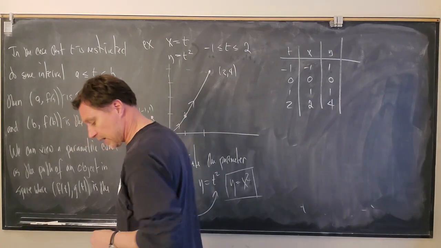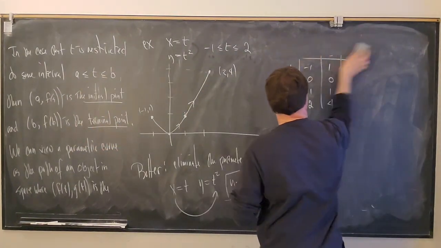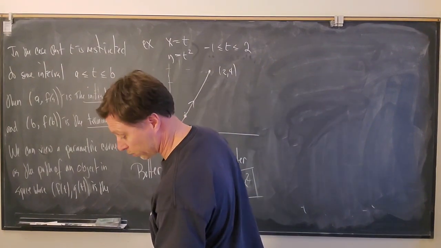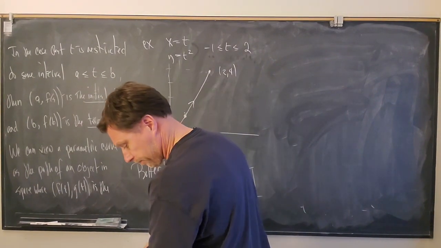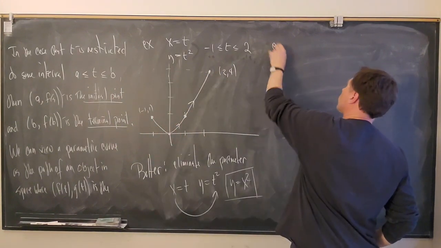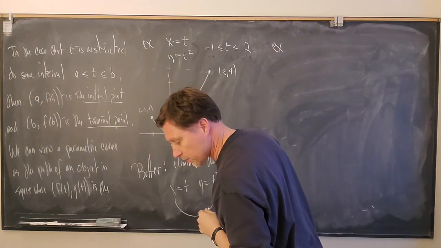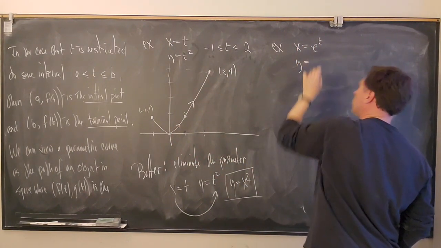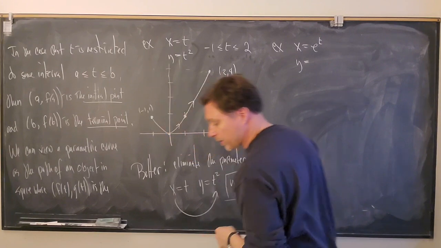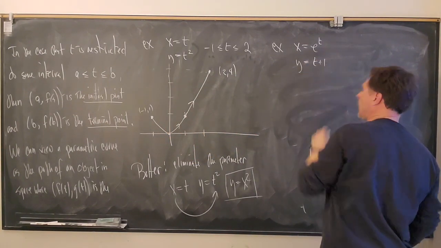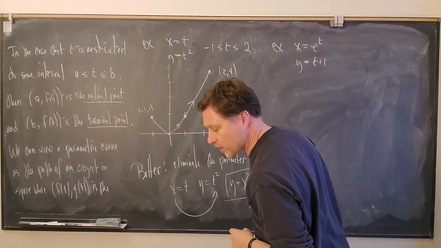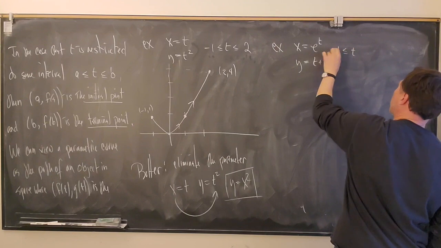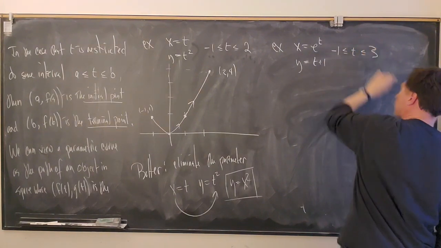So let's do another example where instead of plotting points, what I want to do is go straight to eliminating the parameter. So here's my parametric equations. It's going to be x equals e to the t, and y equals t plus 1. And once again, I want to restrict my t values between -1 and +3. So -1 less than or equal to t less than or equal to 3.